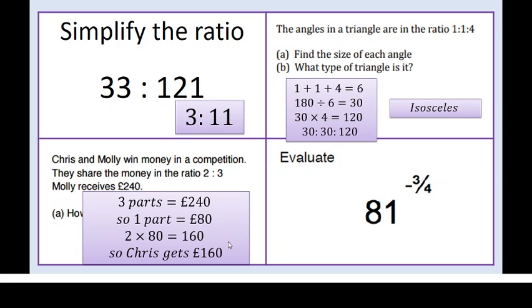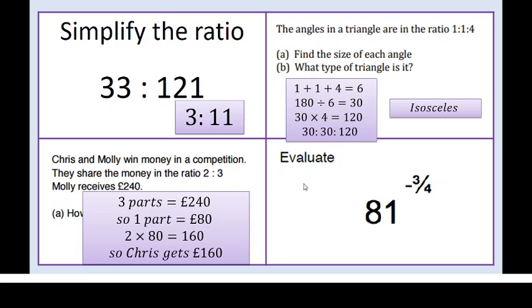It could also ask you to work out the total amount, in which case you just need to add the 240 to the 160 to get £400. Well done if you got that right. You're just thinking about how many parts and what number that's equivalent to. You always want to work out 1 part and then how much money they actually got.